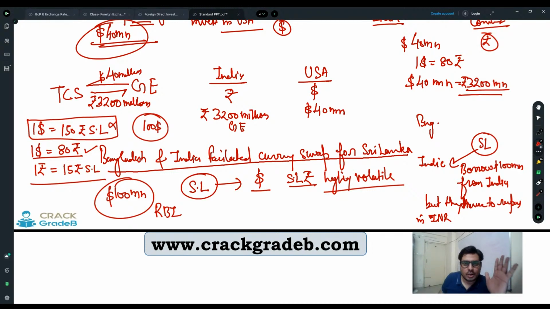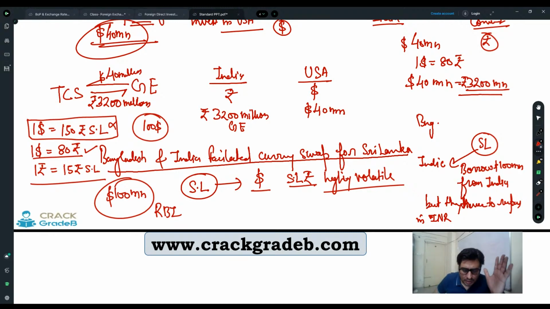So I hope you got an understanding of the swap. According to the first equation, 1 INR is equal to 1.81 rupee. No, don't go by the equations. Don't go by the equations.